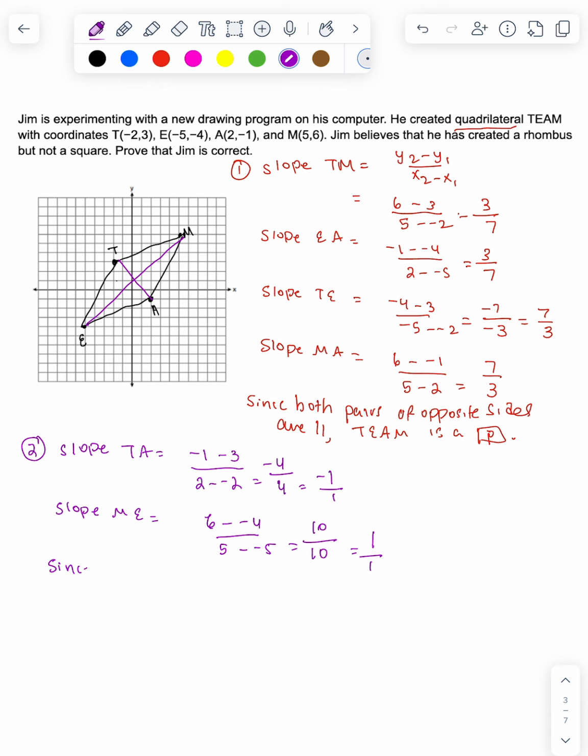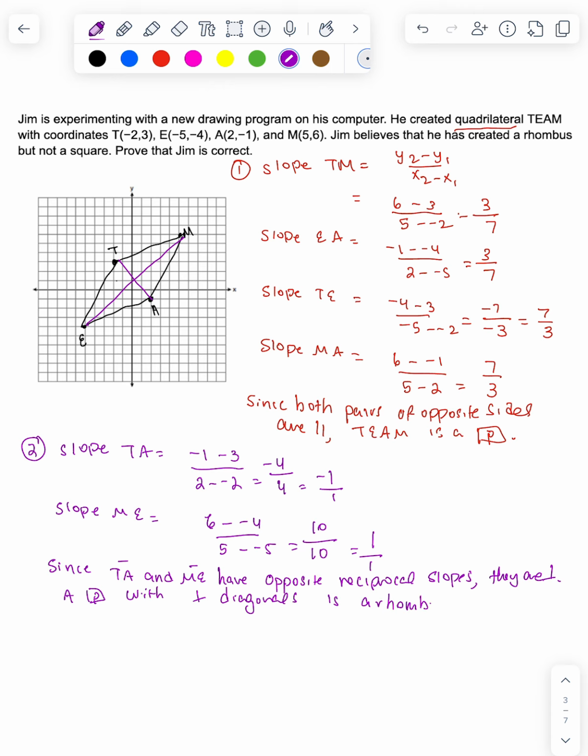Since TA and ME have opposite reciprocal slopes, they are perpendicular. A parallelogram with perpendicular diagonals is a rhombus.